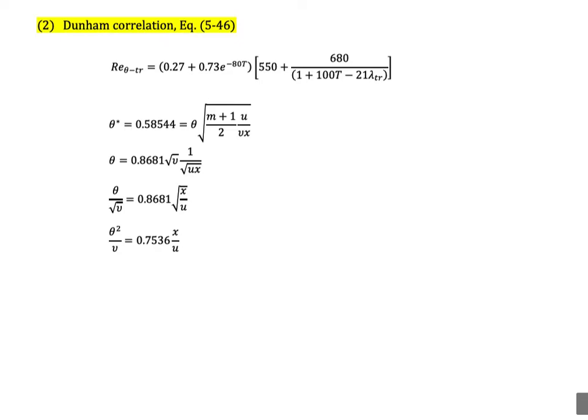And then if we want to use the Dunham correlation, this is the equation. We have another parameter to be defined, which is lambda. We start with theta star. From this equation, you could check from the table to get this value, and it is equal to this equation. So we could calculate the value of theta. We could get this one, and then we could write theta squared over nu is equal to 0.7536 x over u.